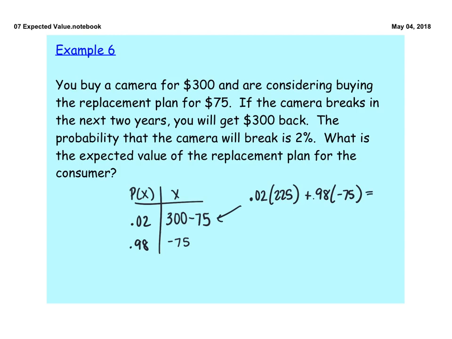So I get negative 69, which means on average, every person that they get to sign up for this warranty plan is going to lose $69. Who's gaining the $69? The company that offers the replacement plan is expected to receive on average $69 for every person that they get to sign up for this plan.